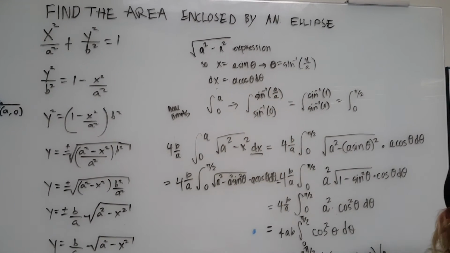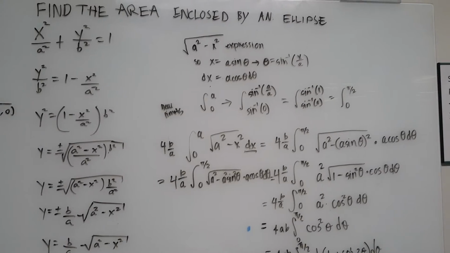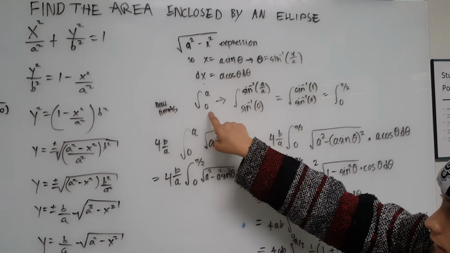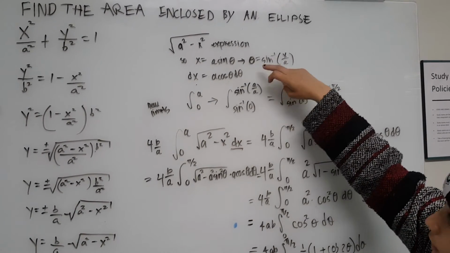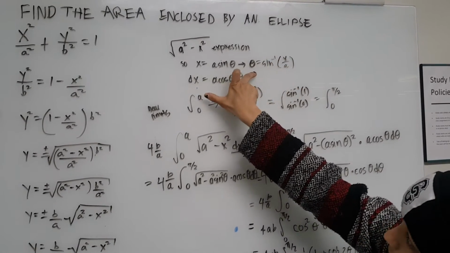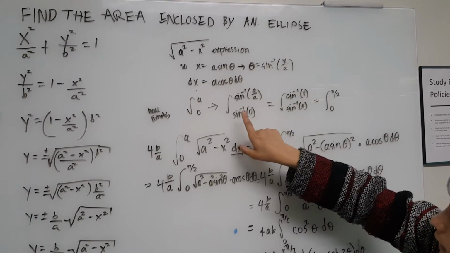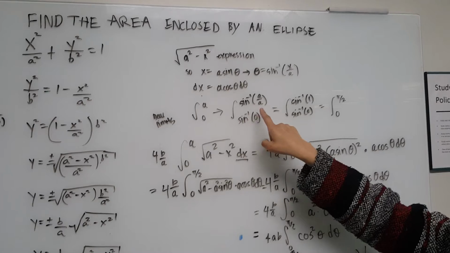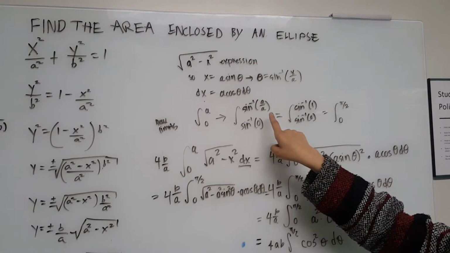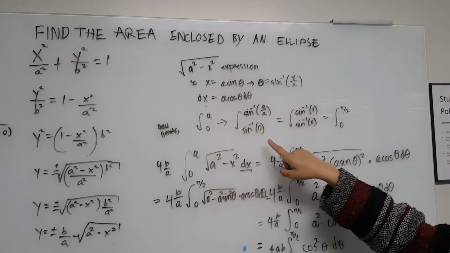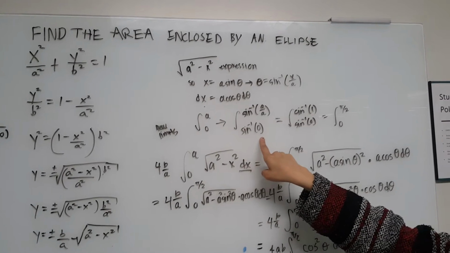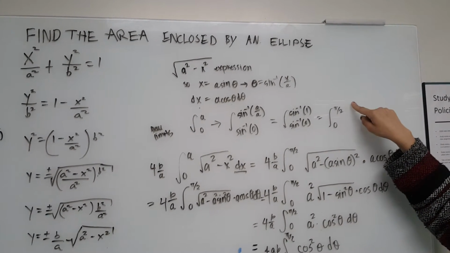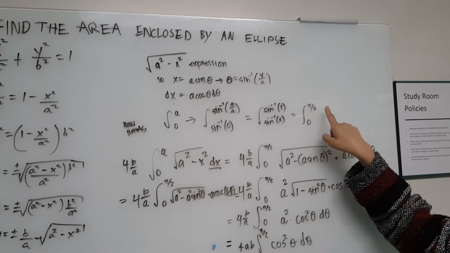Since we're using substitution, we're also going to have our new limits. So from 0 to a, we're going to use theta and plug these in as our x values. So it's going to be inverse sine of a over a, which is inverse sine of 1, and inverse sine of 0. And that comes out to pi over 2 and 0. Those are our new limits.